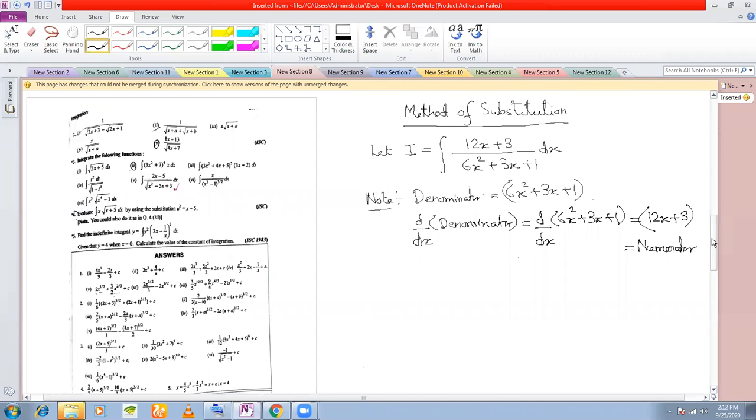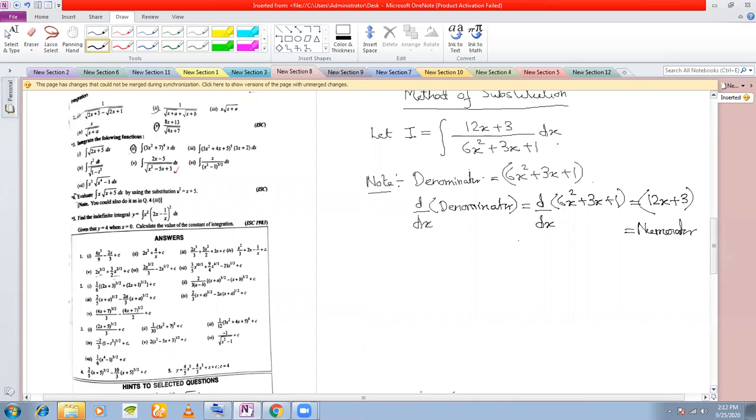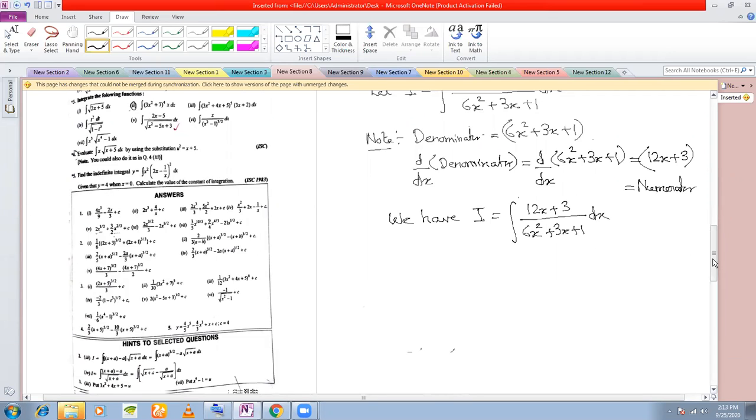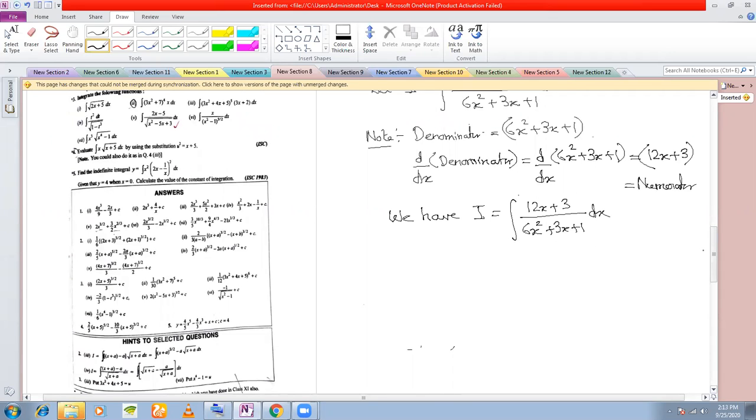So whenever you see this kind of a case where the numerator is nothing but the derivative of the denominator, you will apply this technique for integration. We have I is equal to the integration of 12x plus 3 divided by 6x square plus 3x plus 1 dx. Whenever you see this, you will have to observe this. You will have to differentiate the denominator, and then see whether the power of the numerator is just one less than the power of the denominator.